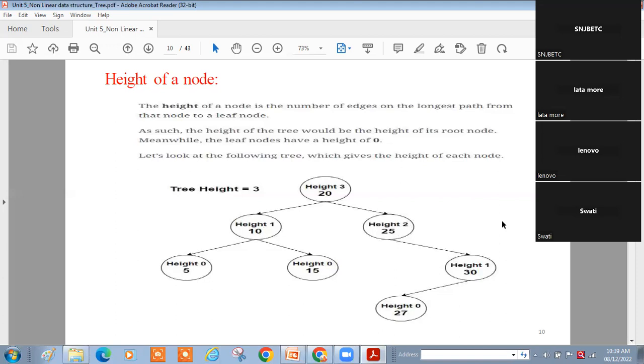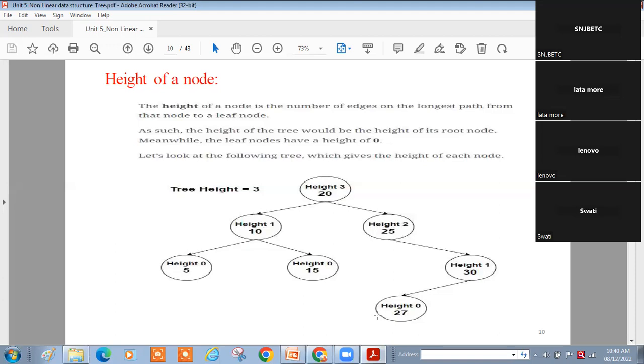But we have to focus on the path to find out the height. To find out height, I have to focus on the longest path. So here this is the leaf at height 0. This is at height 1, at height 2, at height 3. So as such, the height of the tree would be the height of the root node. Meanwhile, the leaf node has height 0. So in this diagram, it is clear to you. I think it is clear to you now how to find out the height of a node.